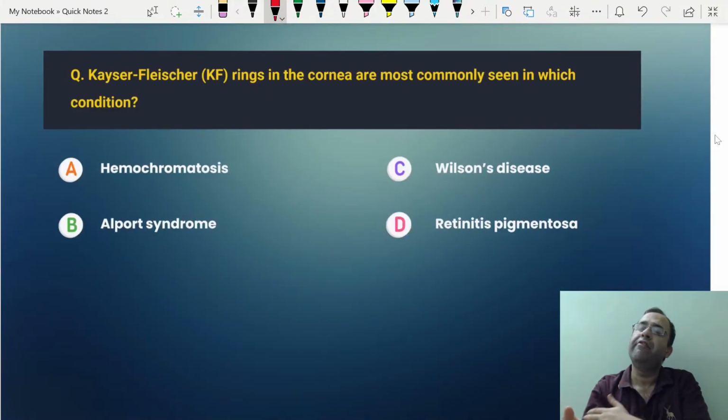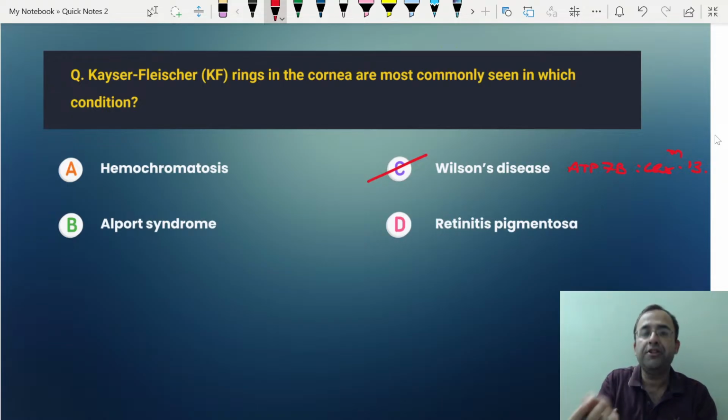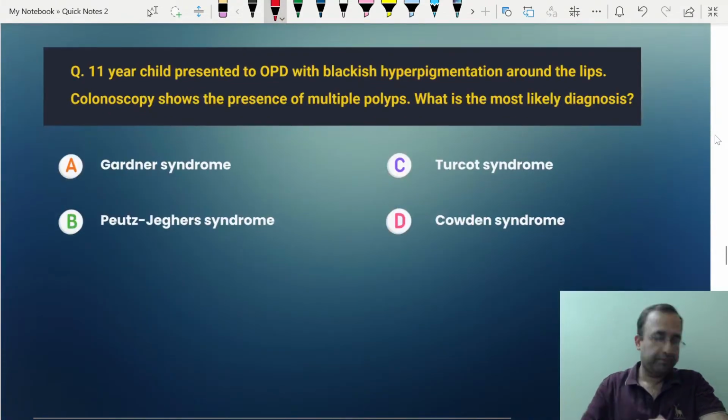KF ring, Wilson's disease. ATP7B gene mutation present on chromosome 13, Wilson's. Again, chromosome 13 was a recent PYQ. Then ATP7A gene mutation, Menkes disease was a recent PYQ. KF ring, a case of Kayser-Fleischer ring, in which there is copper deposition in Descemet's membrane in the limbus of the cornea. That is Wilson's disease.